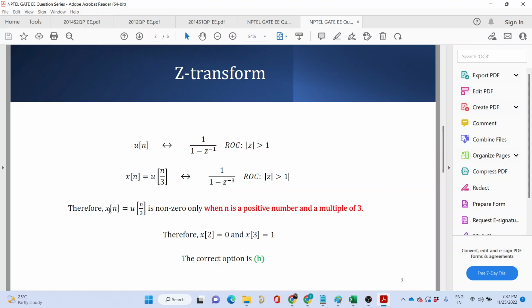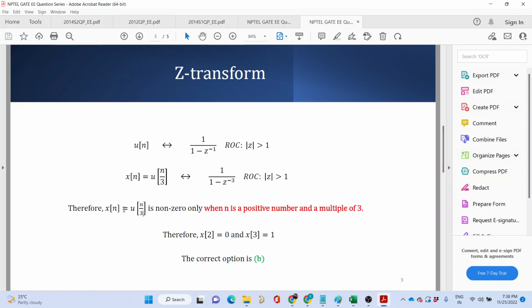Okay, so in that case, if you take the inverse z transform, you have x of n equal to u of n by 3. Now, the entire argument inside this bracket has to be an integer. So n has to be a multiple of 3 for x of n to be non-zero. Do you get my point? Yes, sir. So n by 3 has to be an integer for x of n to be non-zero, or else it would be 0, because it is a discrete signal. It would have values only at integer values, right? So n has to be a multiple of 3.